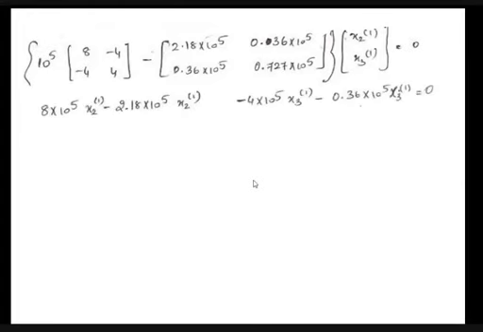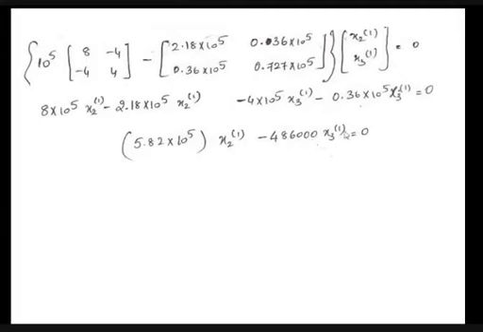Now, just simplify this. So first term is 8 into 10 to the power of 5, x2 of 1, minus first term of this, that is 2.18 into 10 to the power of 5, x2 of 1. Then first term of this, that is minus 4 into 10 to the power of 5 x3 of 1, minus 0.36 into 10 to the power of 5 x3 of 1, is equal to 0. Now subtract these two, I'll be getting 5.82 into 10 to the power of 5 x2 of 1 minus, what is the value of this?